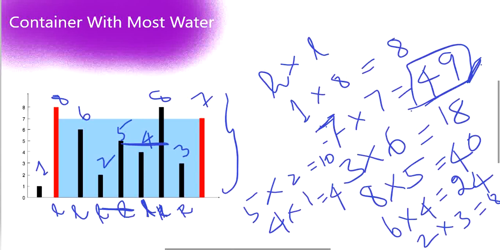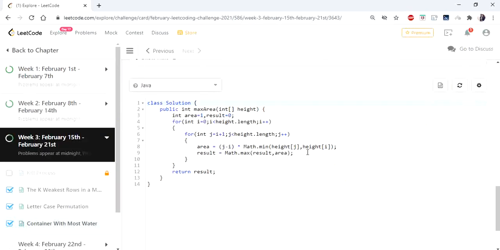In this case we have iterated all the heights. So far the highest area is 49 and we're going to return 49. So by using these two pointers we simply reduce the time of calculating every area, and the final solution will run in big O of n time, where n is the number of bars given in the array. So let's see how we're going to code it.